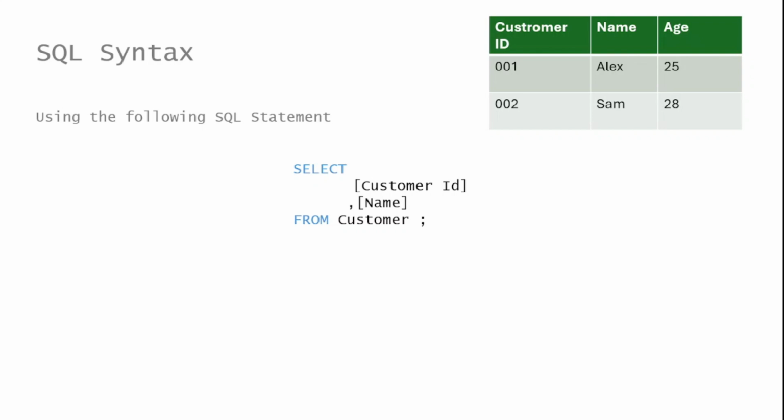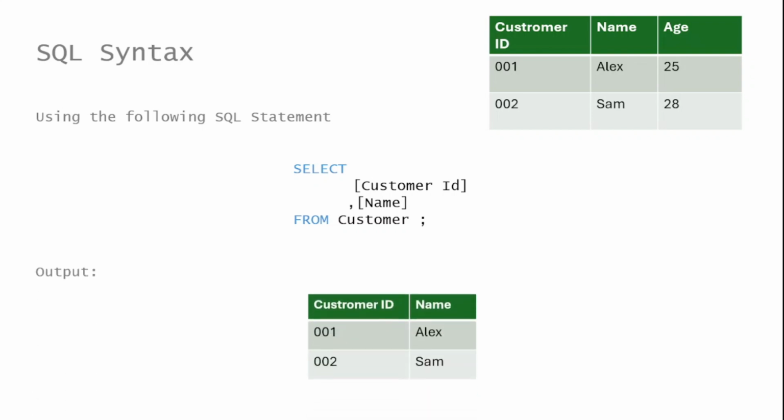When we run this query, the database returns just the customer ID and name columns, exactly what we asked for. You'll notice the age column isn't included, and that's because we didn't ask for it. It's like saying to the database, hey, Mr. Database, show me just the customer ID and name from the customer table. And that's exactly what it does.